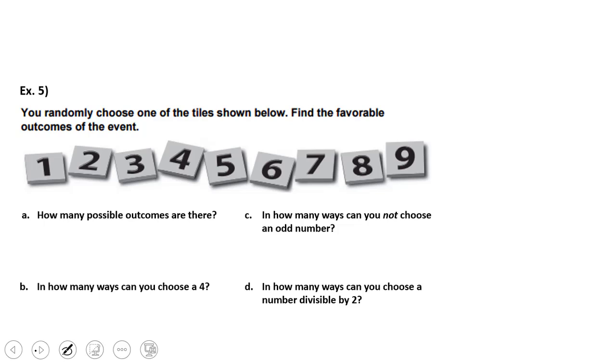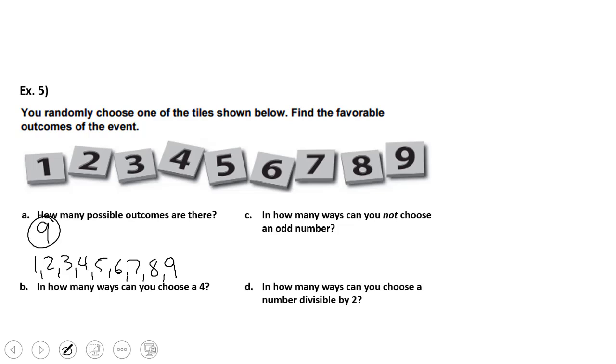Moving along. You randomly choose one of the tiles shown below. Find the favorable outcomes of the event. Our first question, how many possible outcomes are there? Well, there's 9 tiles. What are they? 1, 2, 3, 4, 5, 6, 7, 8, and 9. If you wanted to know the outcomes, that's what they are. There are 9.